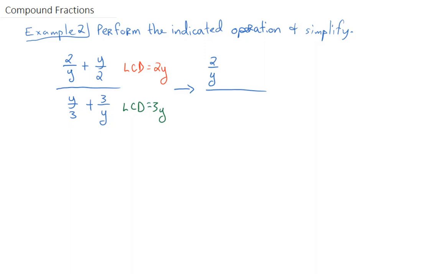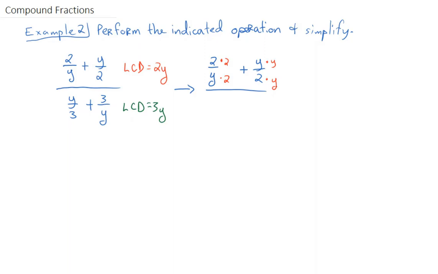So with my first fraction in the numerator, the part of the LCD that it's missing is the 2. So I'm going to multiply top and bottom of this fraction by a 2. And then moving on to the second fraction in the numerator, the part of the LCD that it's missing is the y. So I will multiply top and bottom of this fraction by the y.